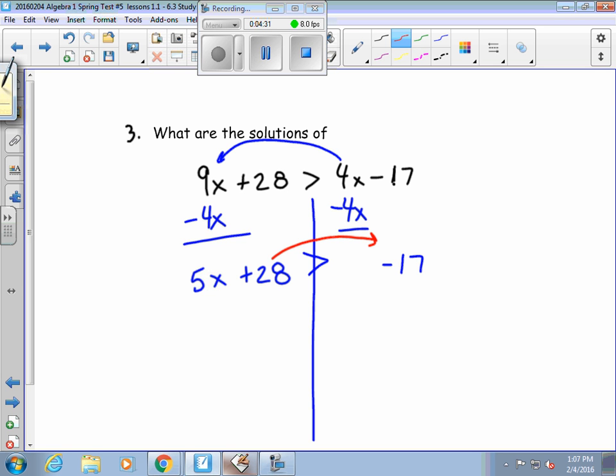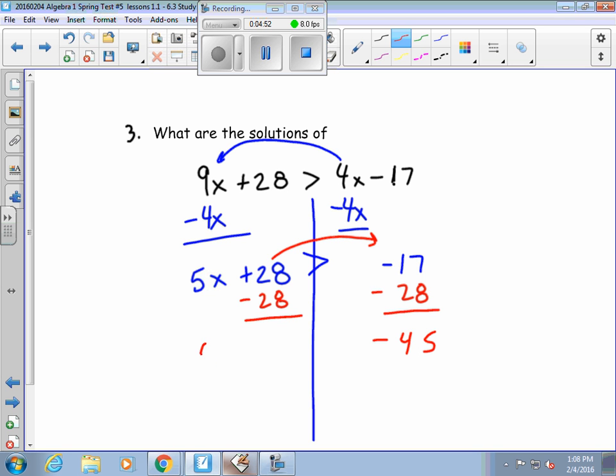It says positive 28. You undo positive 28 by subtracting 28. When you do it to the left side, do the same thing to the right side. These are the same sign, both of them are negative, so add up the numbers 17 and 28. 7 and 8 is 15. Carry your 1. 2 plus 1 plus 1 is 4, so 45. And keep that negative that they both had in common.